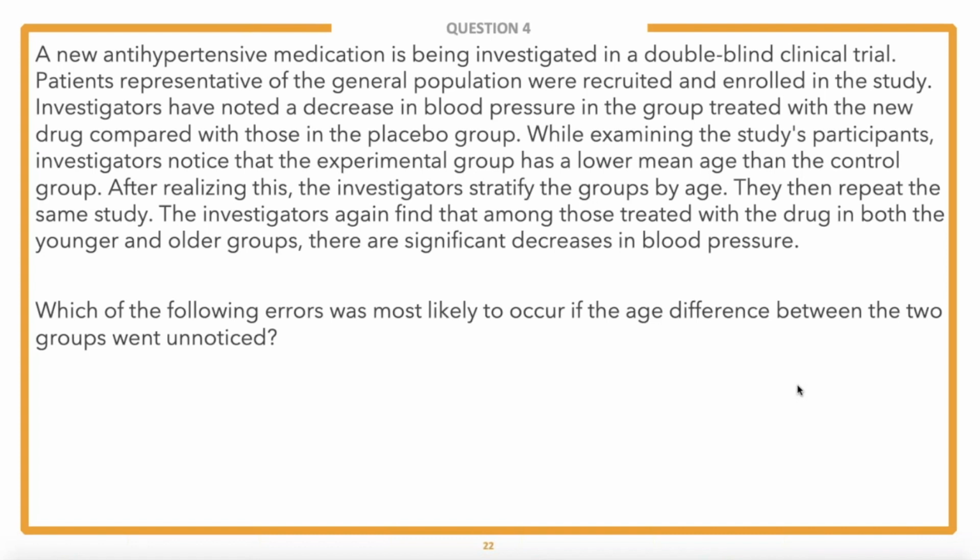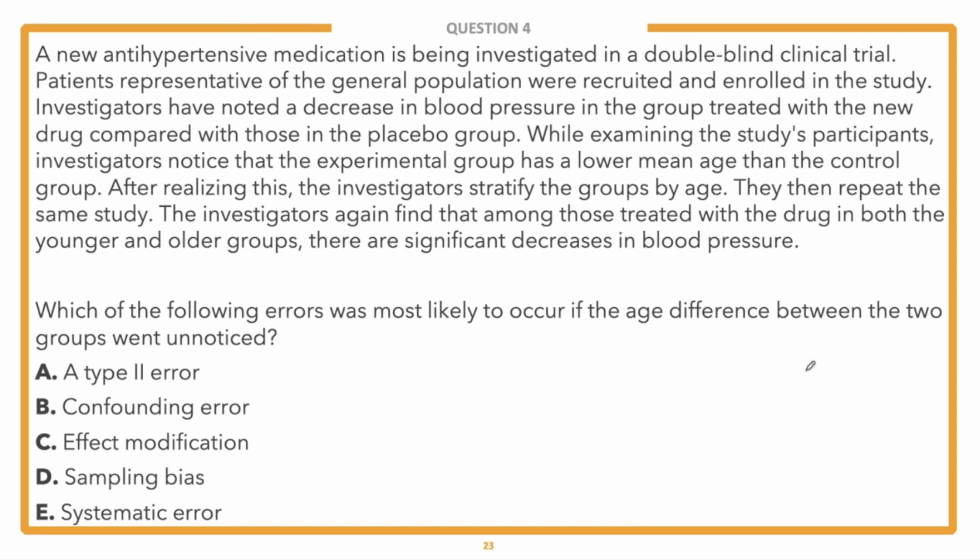Then they repeat the same study. The investigators again find that among those treated with the drug in both the younger and older groups, there are significant decreases in blood pressure. Which of the following errors was most likely to occur if the age difference between the two groups went unnoticed? Dr. Titus.